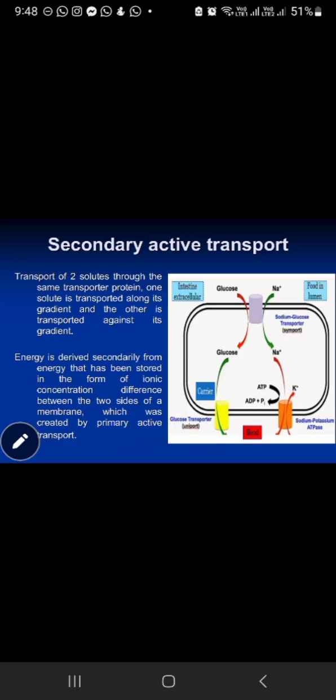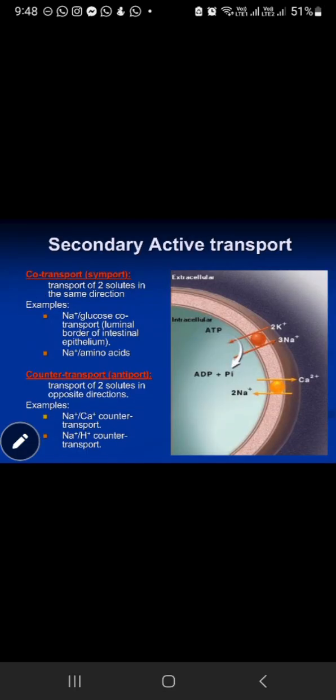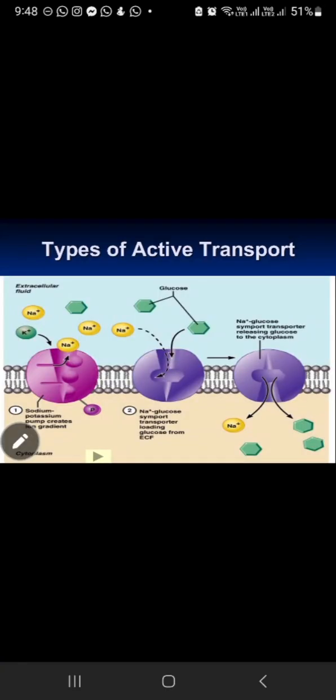So again, you don't need to know all this information. You just need to know that secondary active transport is a transport occurring at the cell membrane that requires energy, requires a protein, and requires another solute to be co-transported or counter-transported during the process. Co-transport, or symport, is exemplified by sodium with glucose co-transport at the border of the intestine, or sodium amino acid transport at the intestine. The counter-transport examples are the sodium calcium counter-transport or sodium hydrogen counter-transport. You just need to memorize the example and the type of the transport.